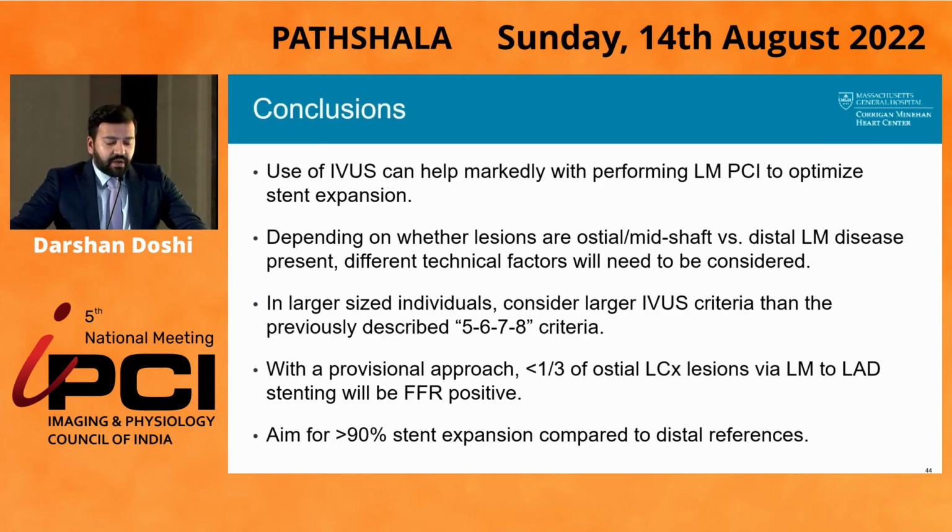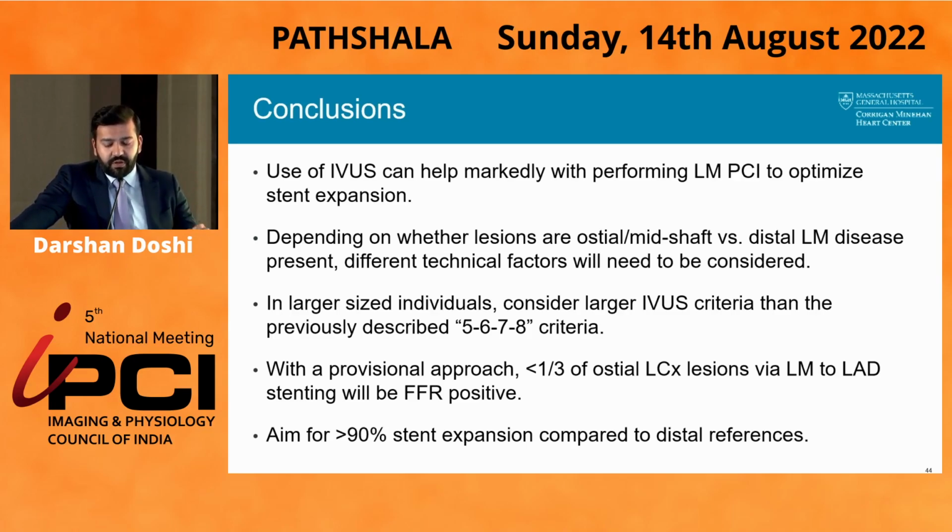So again, I'm going to conclude here, but the use of IVUS can markedly help when performing left main PCI. First, to determine if you actually need to do it, and then B, to optimize your stent expansion. There are different technical considerations when you have an ostial or midshaft lesion compared to if you have distal left main. Ostial midshaft lesions tend to be sometimes easier to treat than distal left main just because you have to deal with a bifurcation. And in larger size individuals, I think we should move away from the 5, 6, 7, 8 criteria and go to the large, quote unquote, Caucasian male criteria.